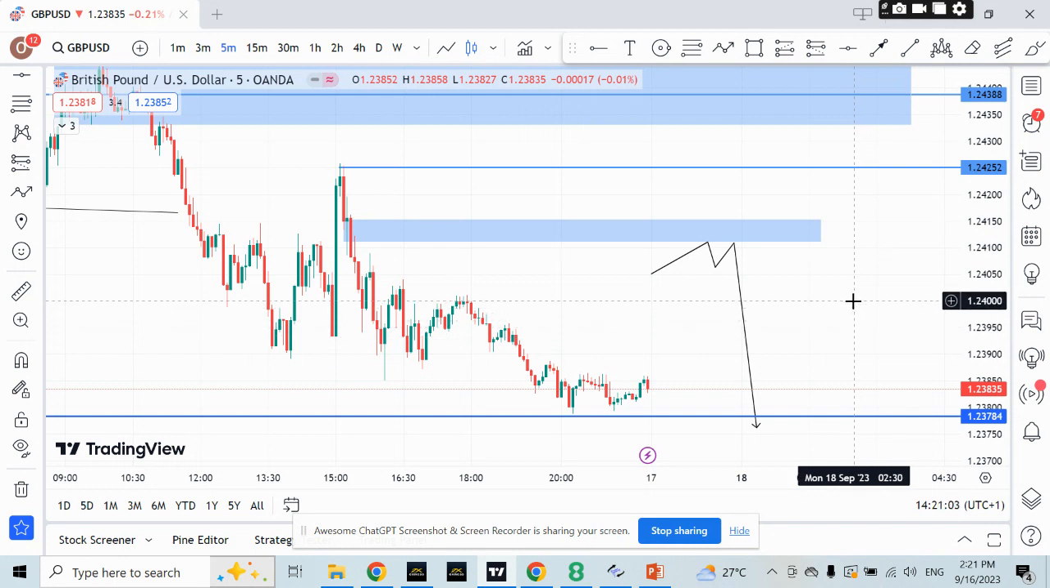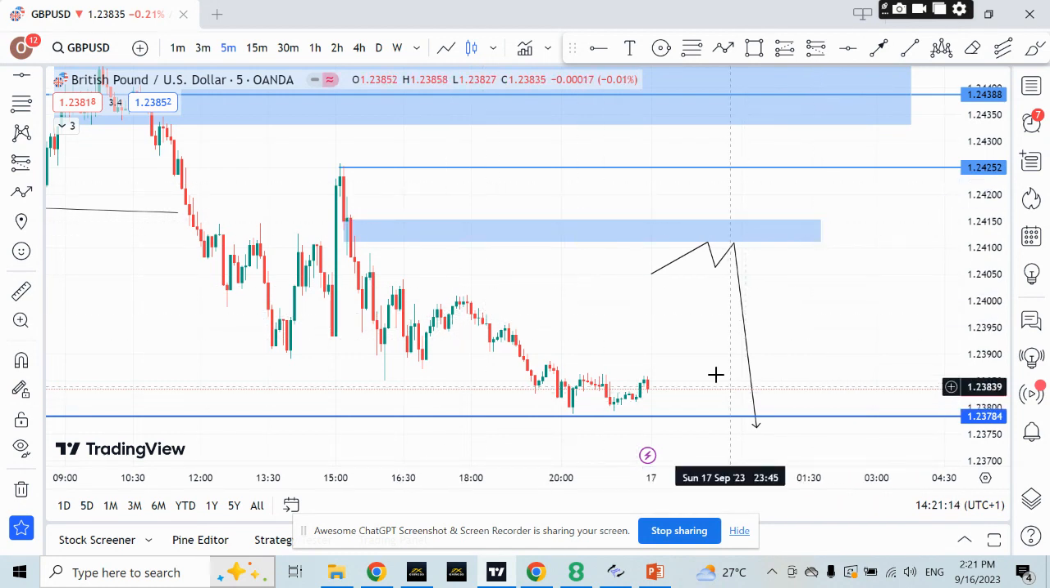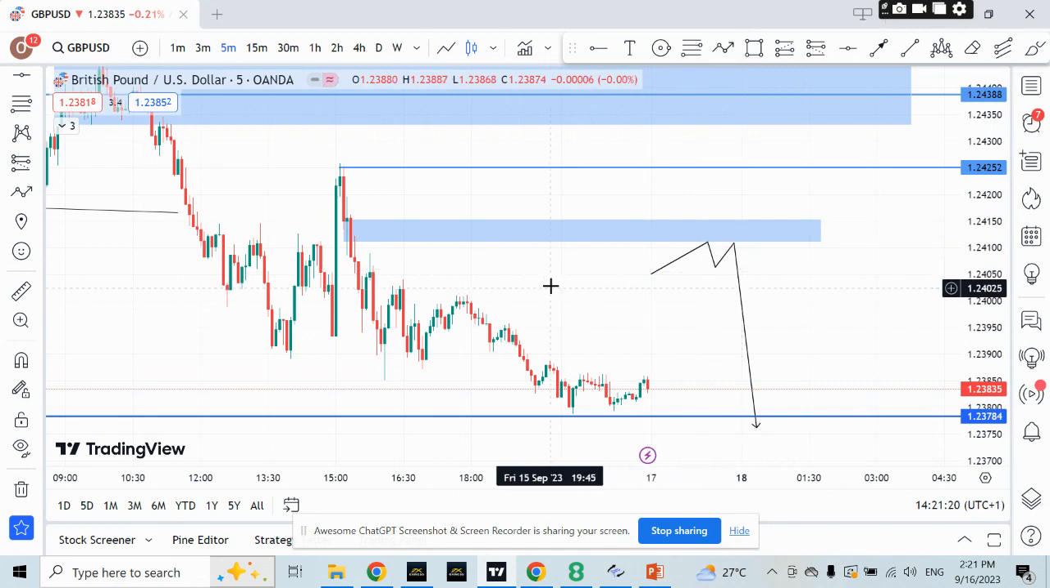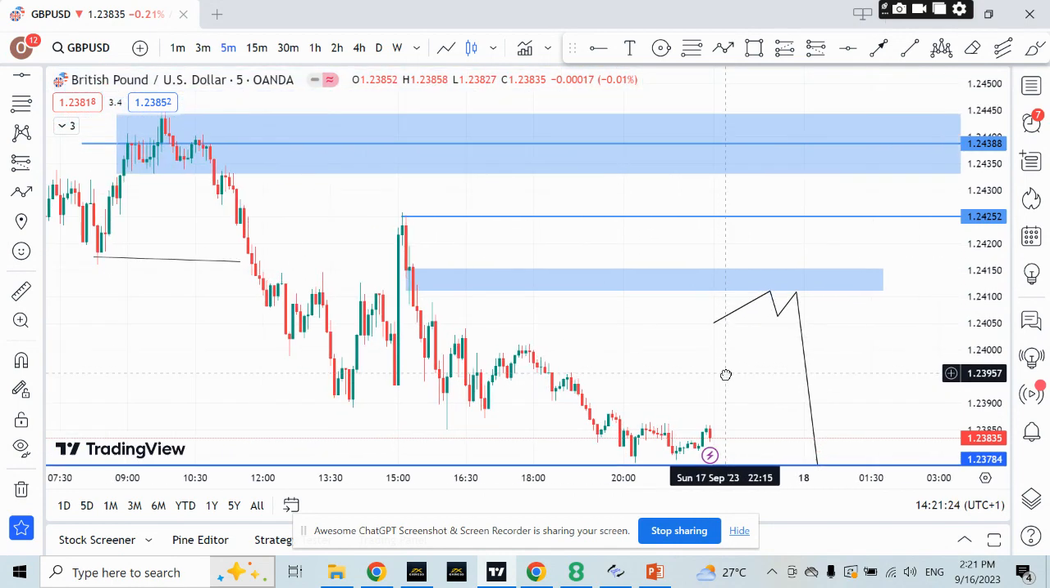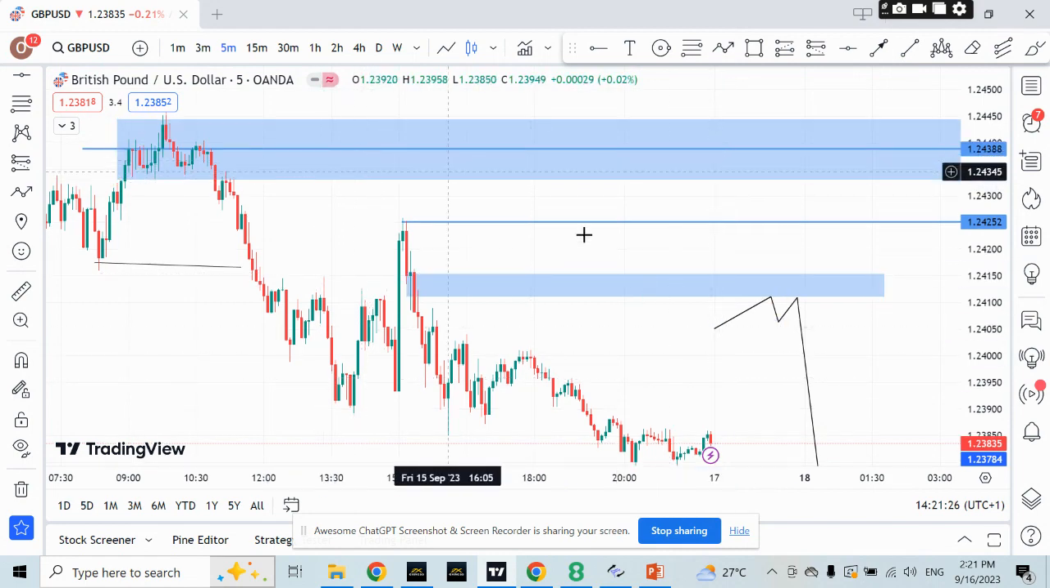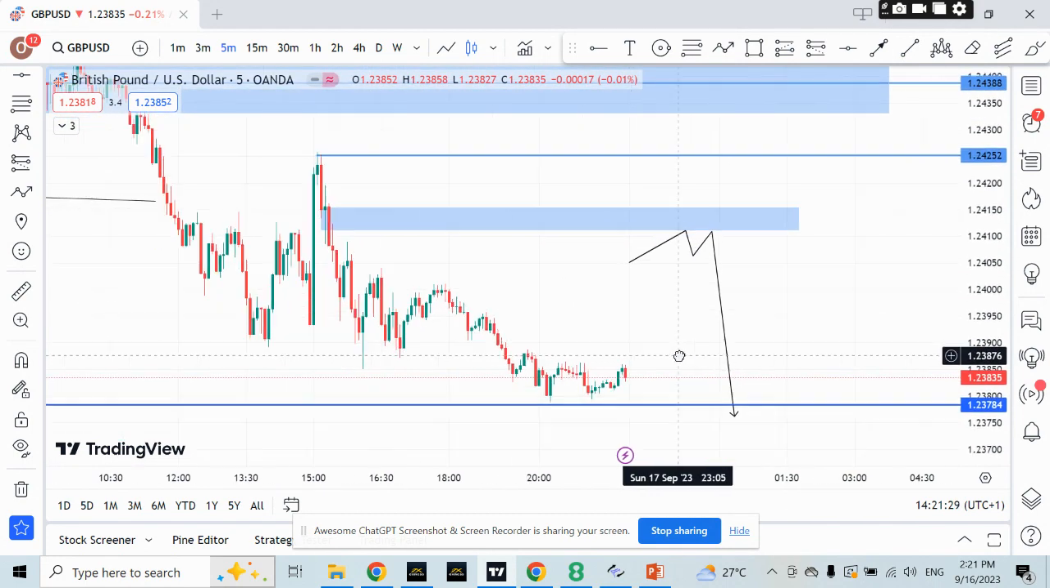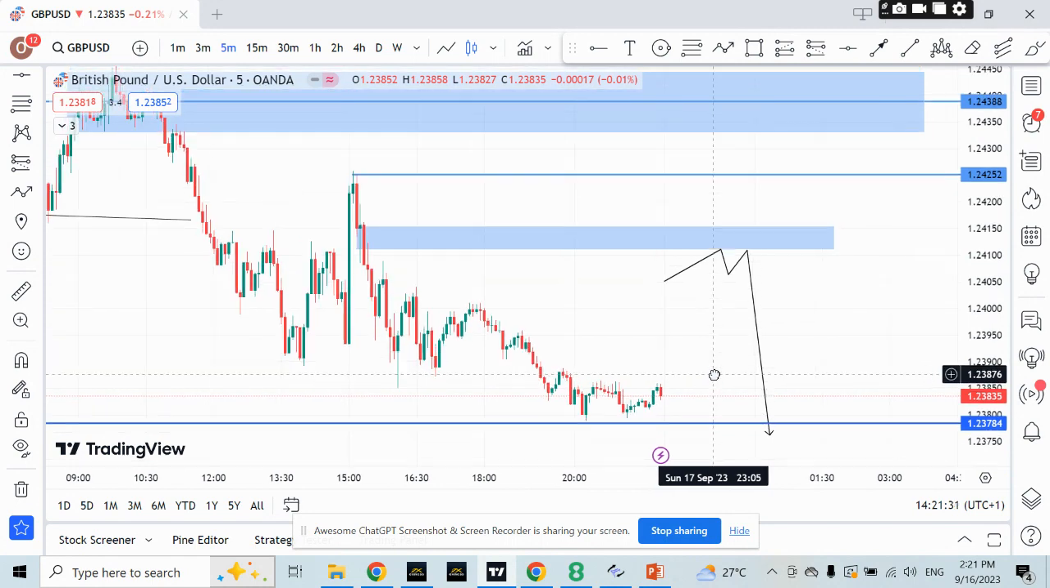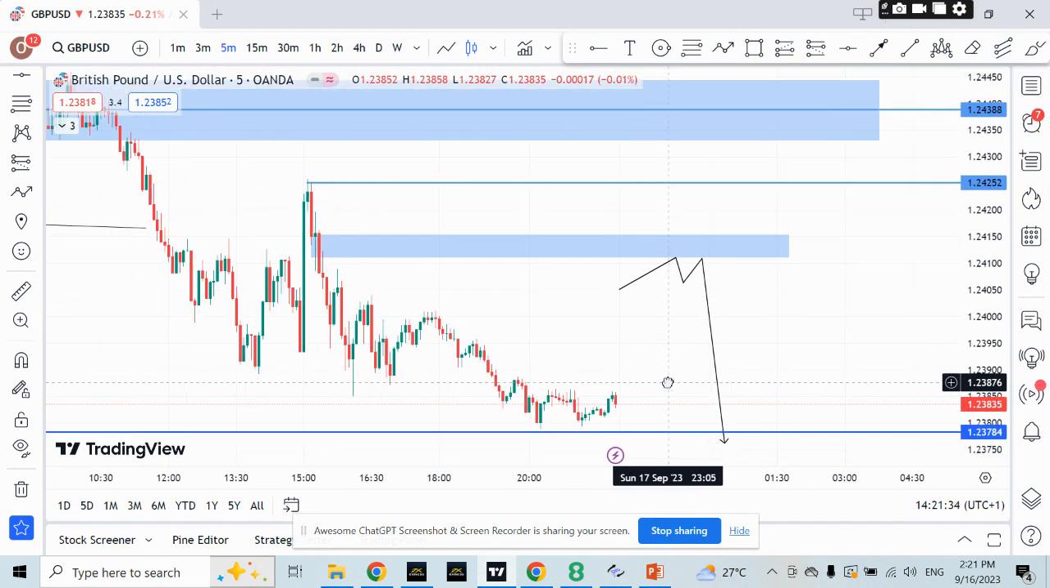into buy positions. But preferably for a buy position, you will want to see a change in character on higher time frame, at least the 1 hour time frame. But if that doesn't happen, I'm still going to continue looking for my selling opportunities at this zone. And remember, we still have another zone up. So whichever one that holds, we want to see what the market is going to give us.